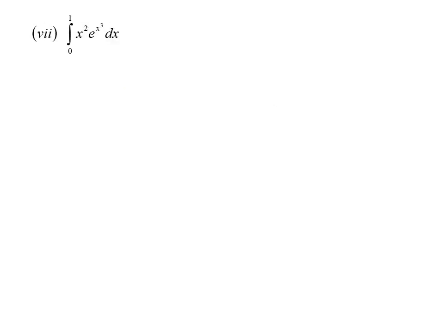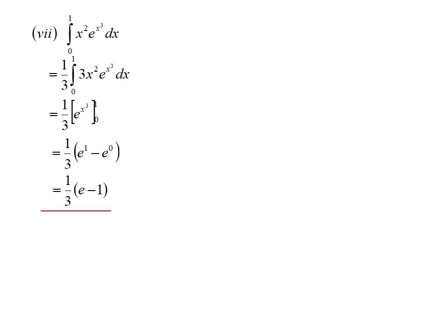Let's do a definite one. x squared e to the x cubed. So I would like it to be 3x squared. That would have been nice. So multiply it by 1/3, and I now know that that integral goes back to e to the x cubed. Substitute in 1, substitute in 0. Please don't make silly mistakes like e to the power of 0 is equal to 0. So easy to do. It is, of course, 1, just like anything else to the power of 0. And we end up with 1/3 (e minus 1).